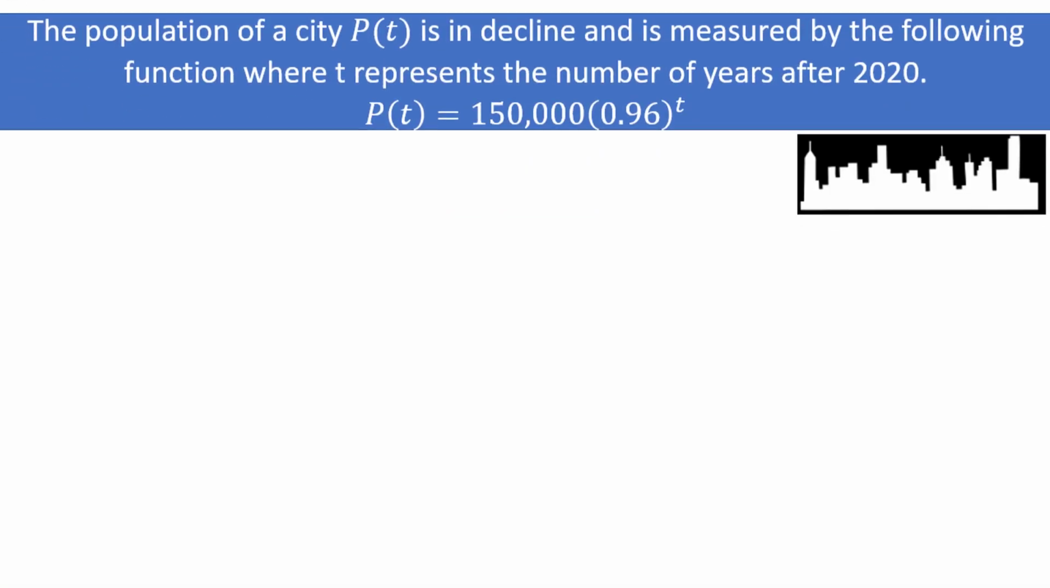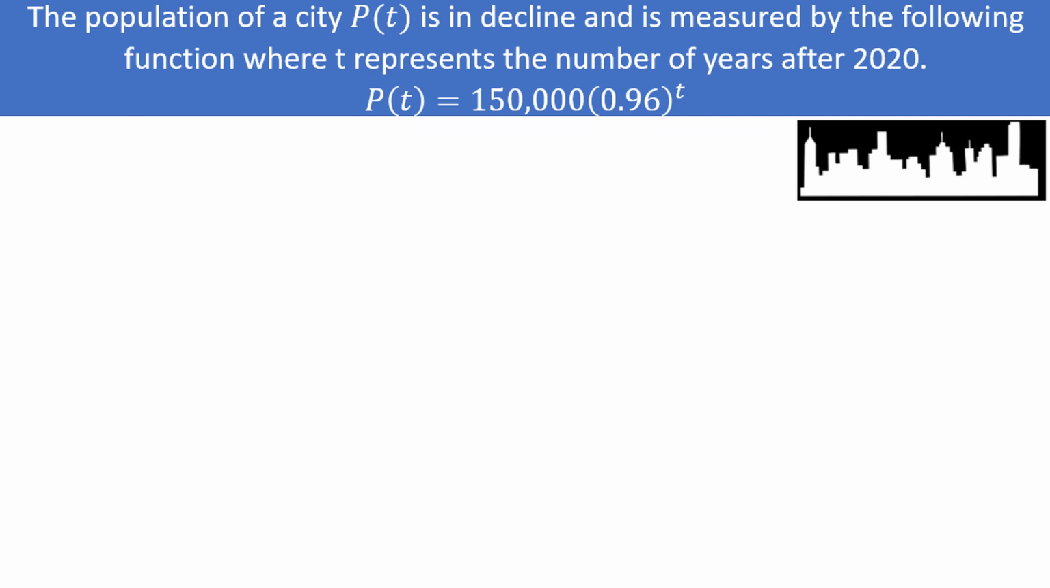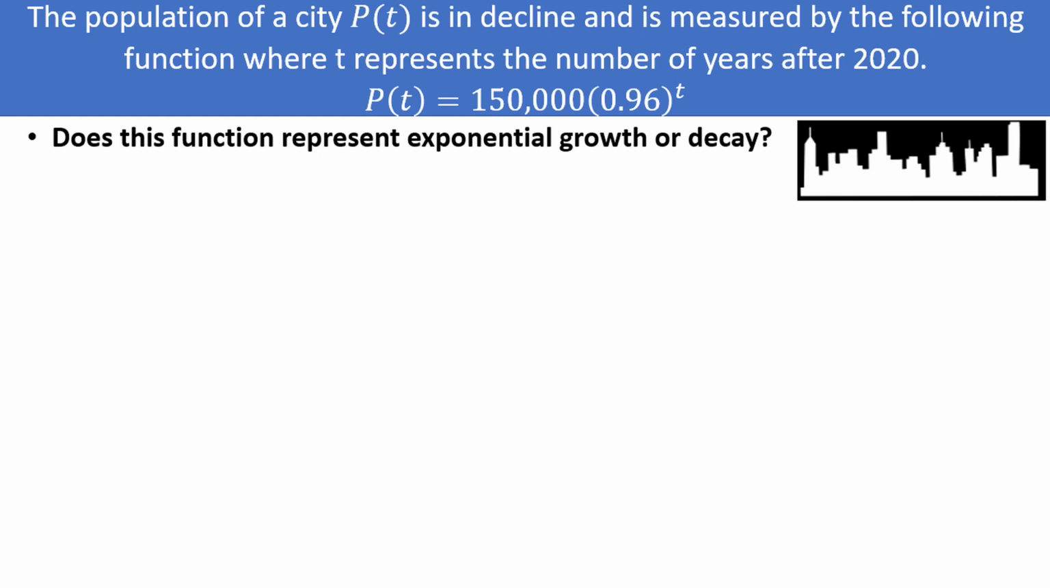Let's try another one. The population of a city, P of t, is in decline and is measured by the following function, where t represents the number of years after 2020. P of t is equal to 150,000 times 0.96 to the tth power. Do you think this represents exponential growth or decay? Well, this is exponential decay, as the base of the power t, 0.96, is between 0 and 1.